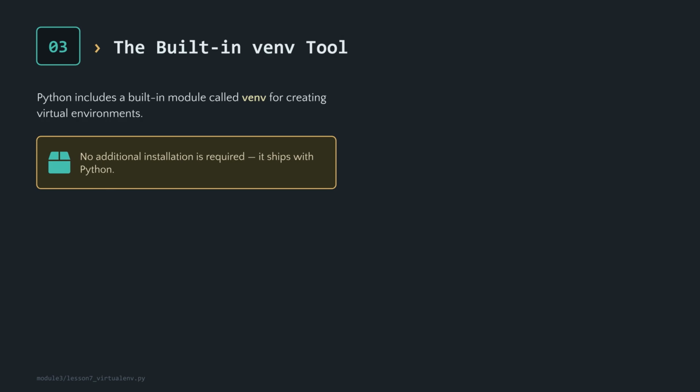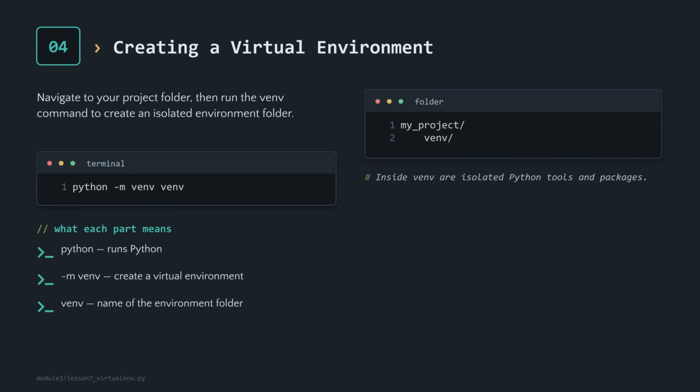You don't need to download extra software to get started. Python ships with a built-in module called venv that handles everything. Because it's built in, there's no complex installation process. The tool is already waiting for you on your machine. Creating an environment is easy. Just navigate to your project folder and run python -m venv. This creates a folder named venv in your directory. This folder contains all the isolated tools and packages needed for your project, ensuring your development stays organized.